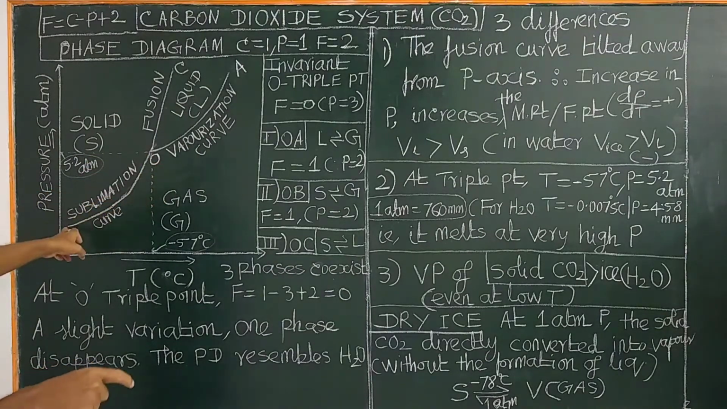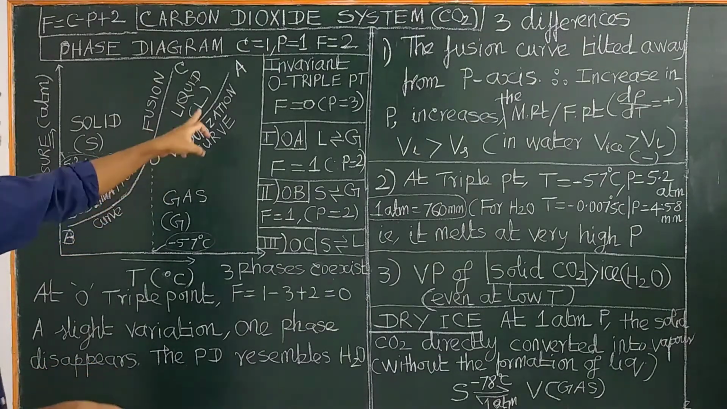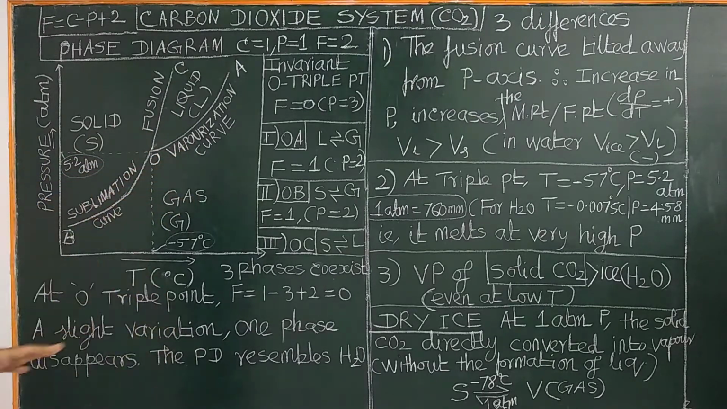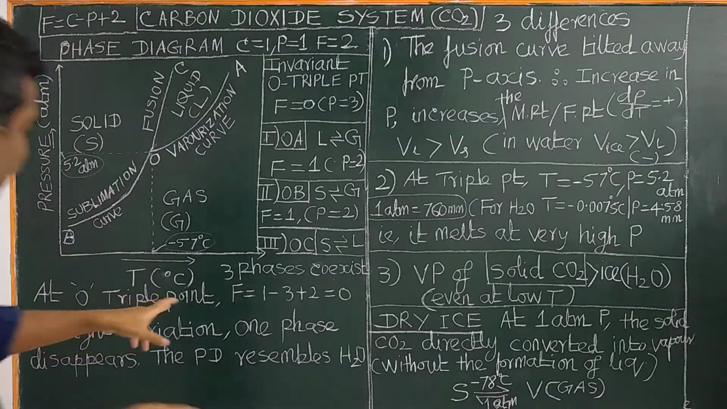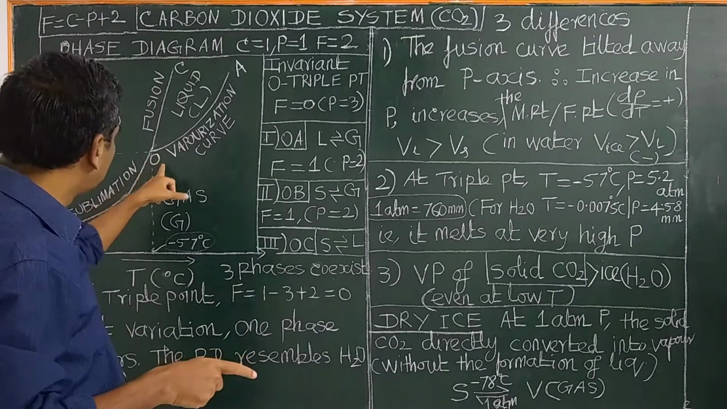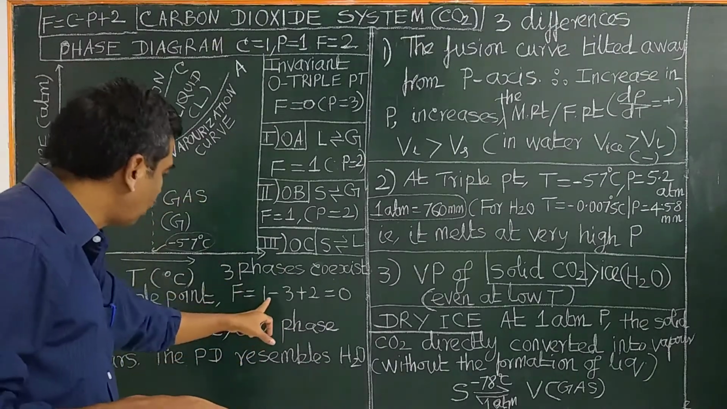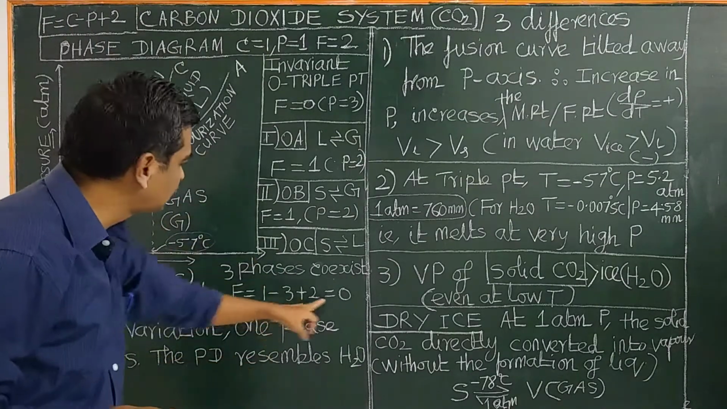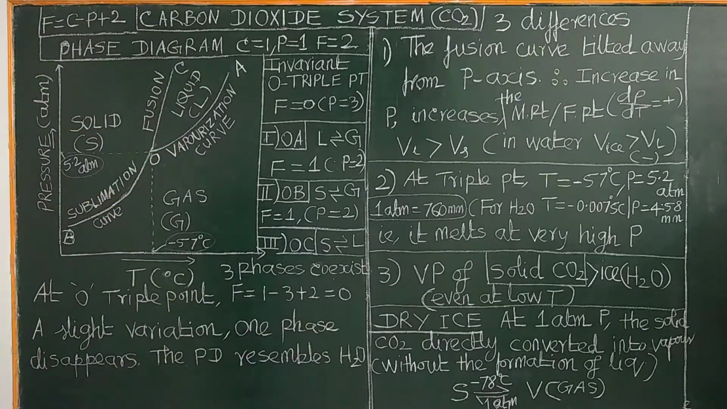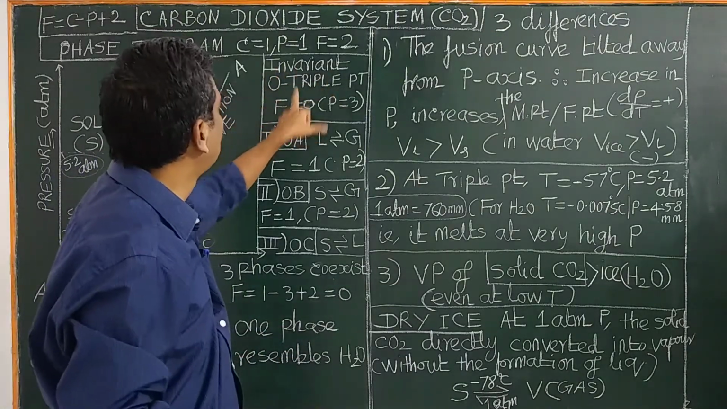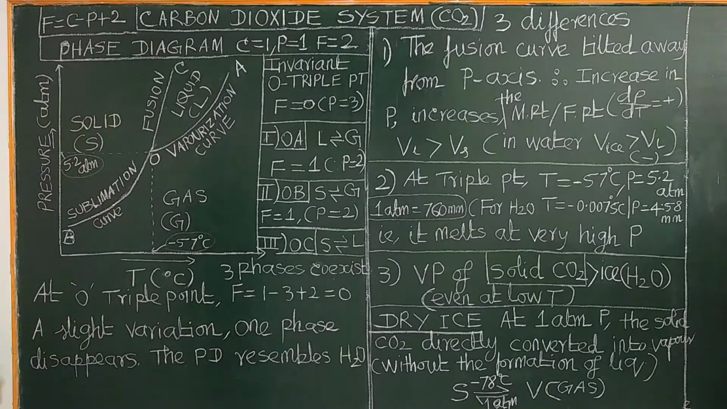Similar to water, there is a triple point. What is a triple point? The 3 curves OA, OB, OC meet at a point called the triple point. Let us apply the phase rule to the point O, the triple point: one component system and 3 phases. Therefore, F equal to 0. It is an invariant system. F equal to 0 means there is no variable required to define the system.